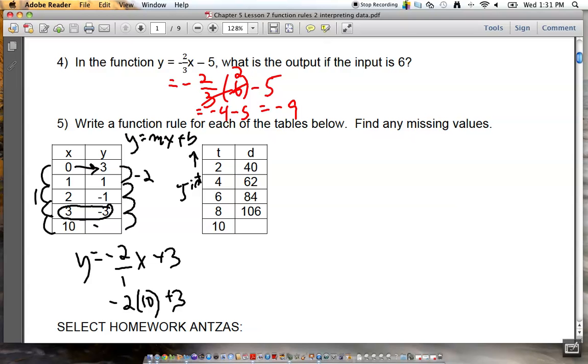Negative, no, not negative 23. Negative 17. Negative 20 minus 3 is negative 23. Okay?